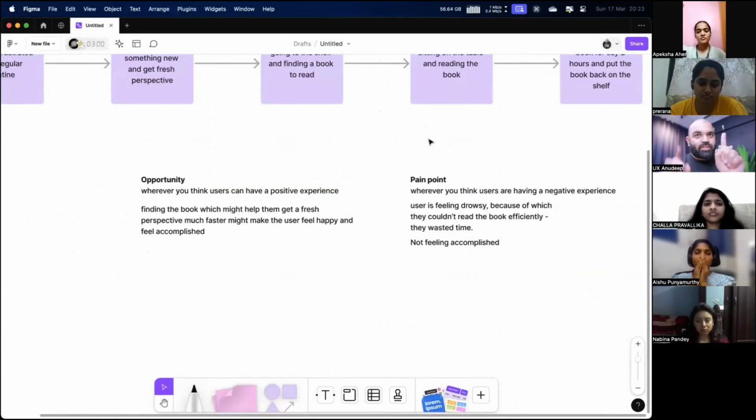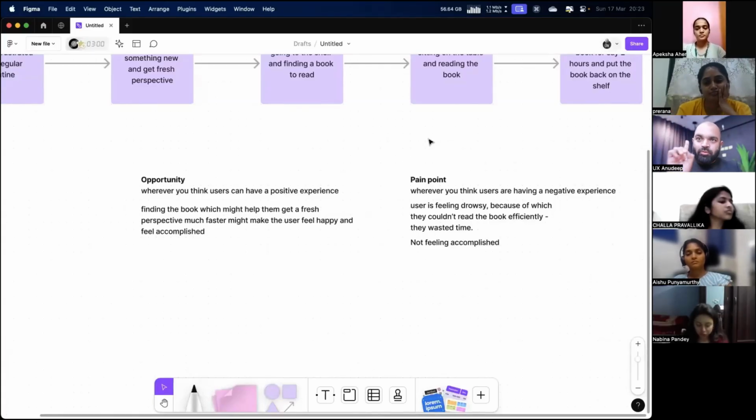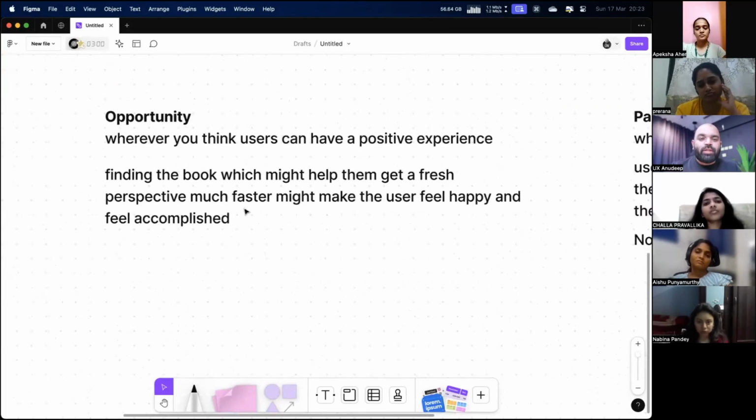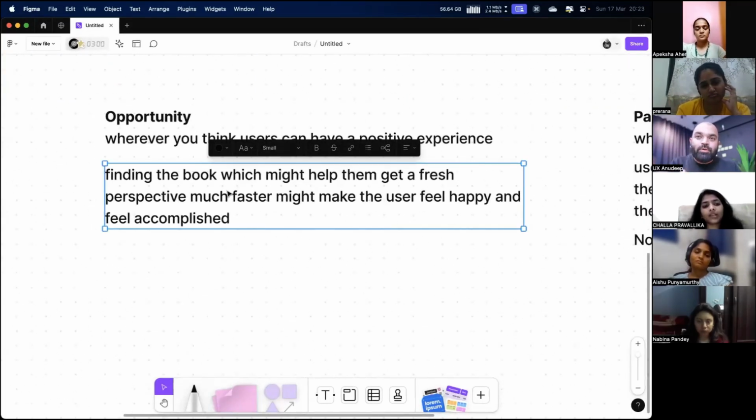Even at a surface level, first of all, you understand what a pain point and opportunity is. Clear, all of you? Correct? A pain point is where you identified the negative gap. An opportunity is where you can go and create a positive experience. Correct? Now, how is it that you can make sure that they get a fresh perspective? How is it that you can make their book finding faster? That is the solution. You're not getting there right now. Therefore, you're not jumping into solutions. Got it?